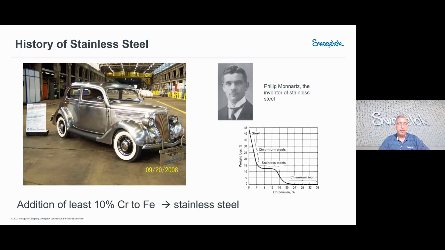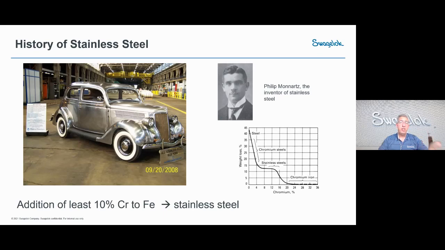Here's a picture of a stainless steel automobile that's at the Crawford Auto Museum here in Northeast Ohio. It's nice and shiny, silver grayish looking, and will certainly last for a long, long time as long as you keep it out of key elements that could lead to its degradation.